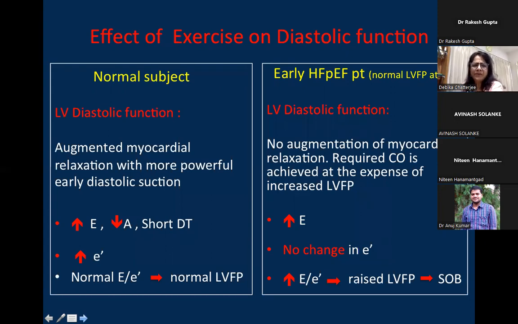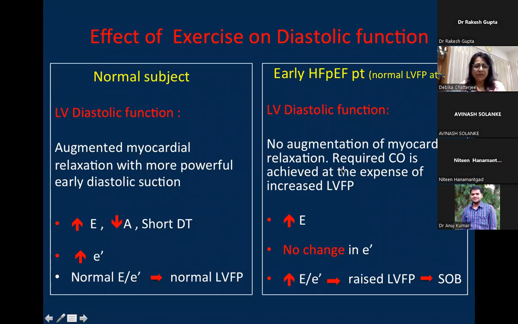Why does that happen? In a normal subject, when you see the LV diastolic function, there is an augmented myocardial relaxation with more powerful early diastolic suction with exercise. That increases the E wave, as well as the E prime. So if both E and E prime increase, that keeps the E by E prime normal. So we get normal LV filling pressure by measuring the ratio.